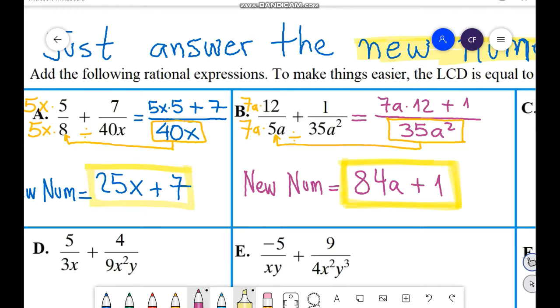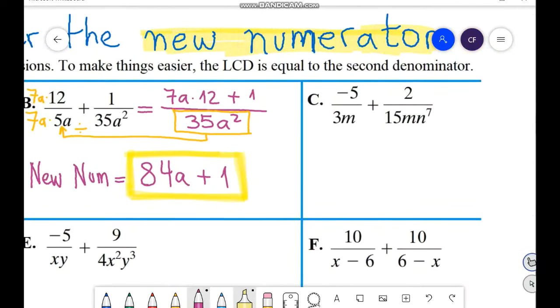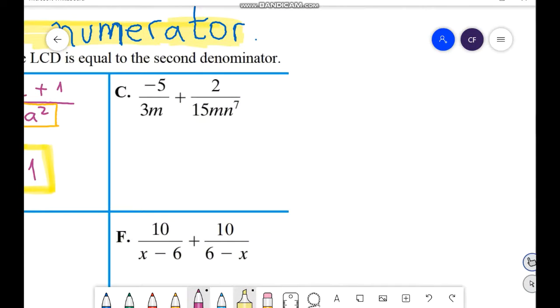You want me to work letter C? Okay, letter B. Let me show letter C, so just to make sure that you understand what you're supposed to do. Check this. The question says the least common denominator is the second one. Okay, so this is just to save time, to make things a bit easier today. 15 m and 7. We don't need to calculate the least common denominator. It's just the second one.